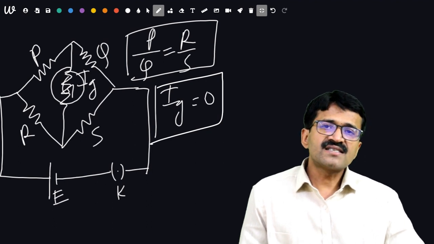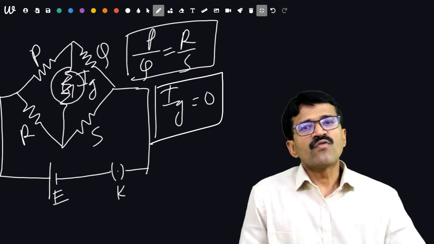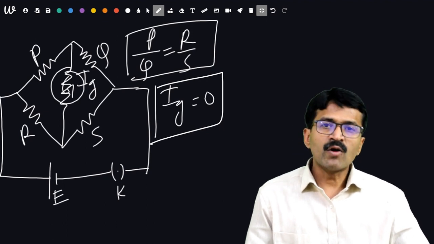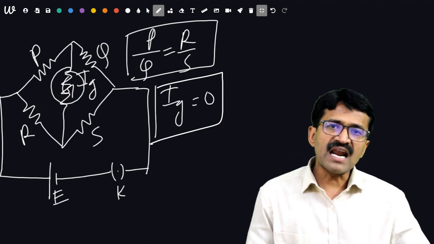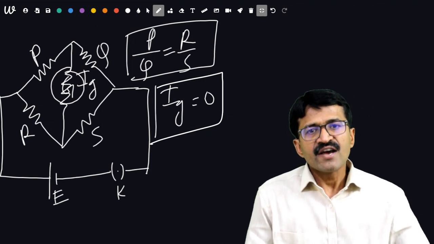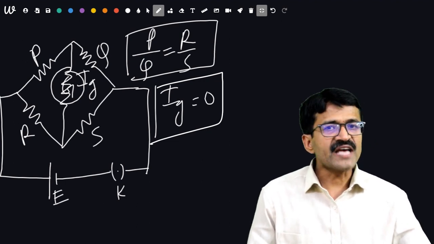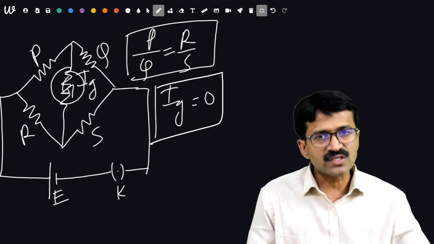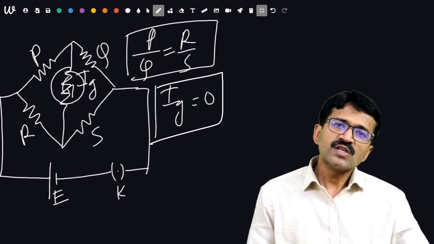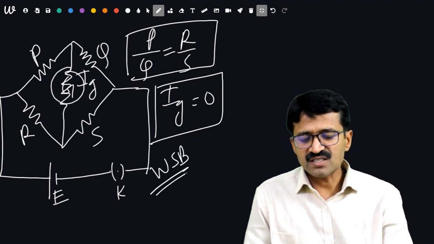Wheatstone bridge is a particular arrangement of four resistances kept along the arms of a square. One diagonal contains a galvanometer and key, the other diagonal contains a cell and key. The balanced state of the Wheatstone bridge is P upon Q equal to R upon S, that is, the ratio of resistances along the sides is equal, then the current flowing through the galvanometer will be 0. This is all about the Wheatstone bridge.